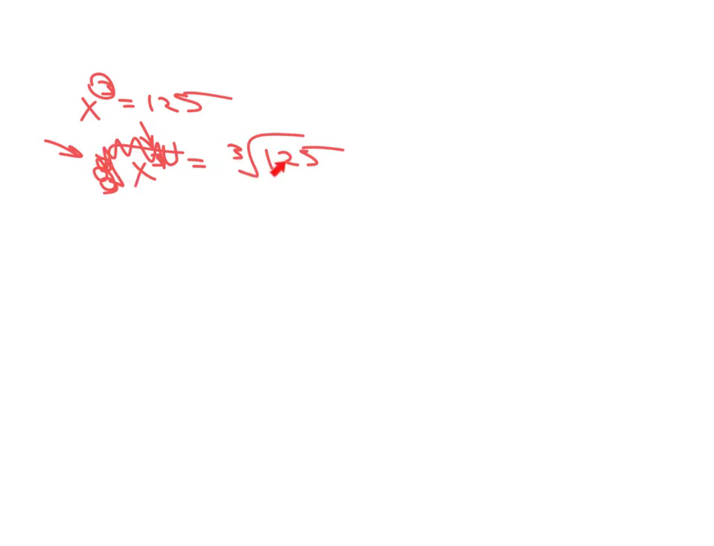Then we take the cubed root of 125. What number times itself 3 times gives me 125? The answer to that is 5. Now, if we look at B, B gives us 5x to the 4th, and they're saying that equals 80. Divide by 5, we're isolating our variable, and we get x to the 4th equals 16.